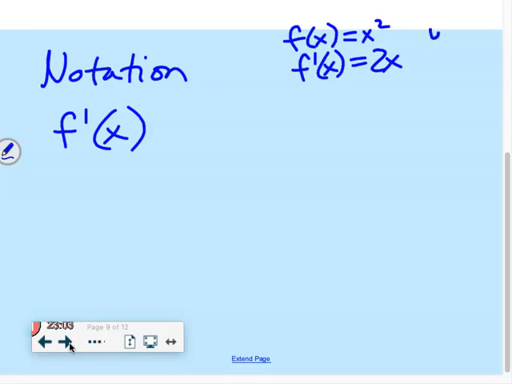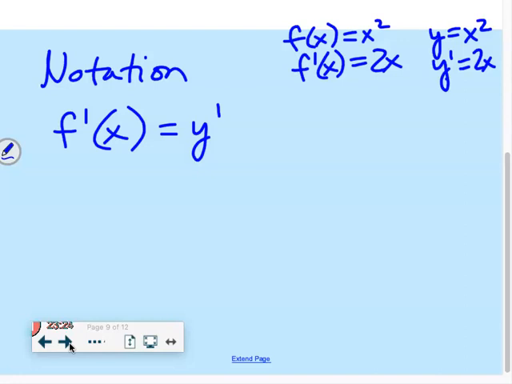All right. Suppose we don't call it f of x. Suppose we call this function y. Then how do we write the derivative? y prime. So f prime and y prime are the same thing. They both mean derivative. It's just that one's in function notation, one's not.